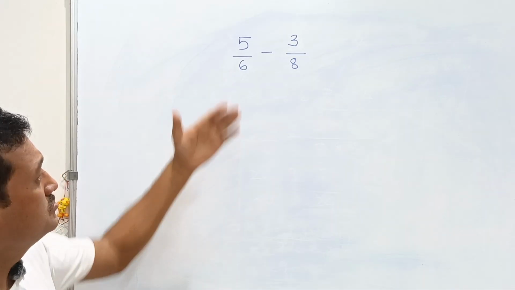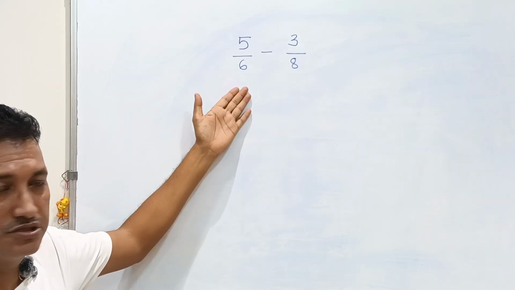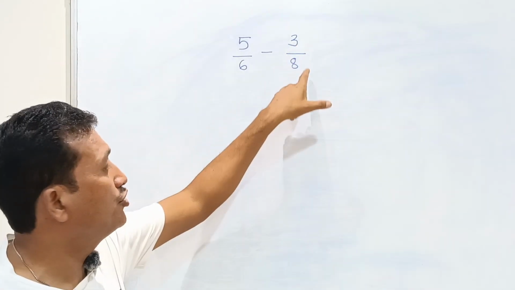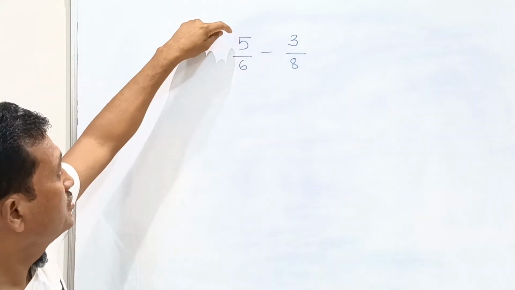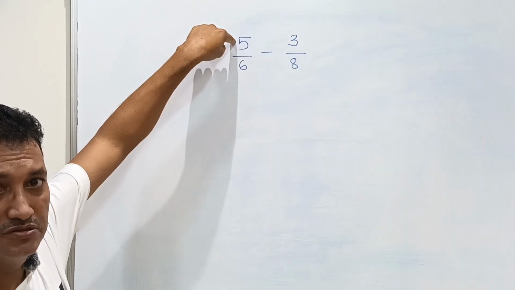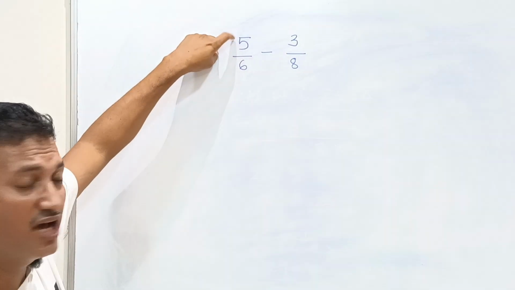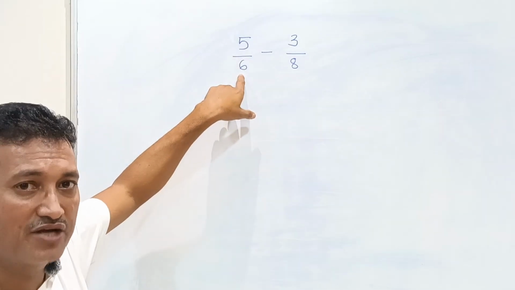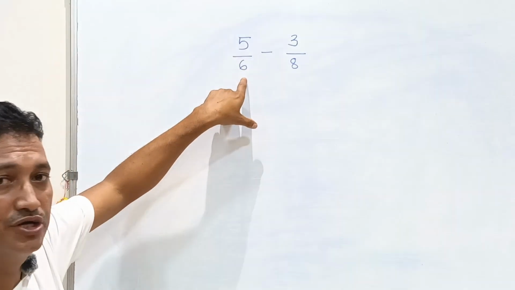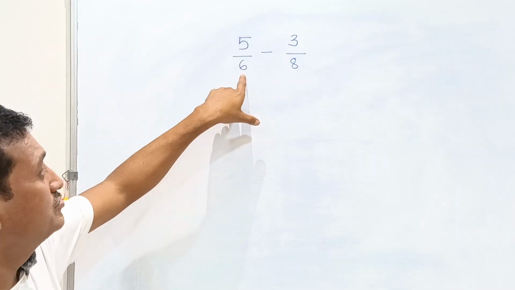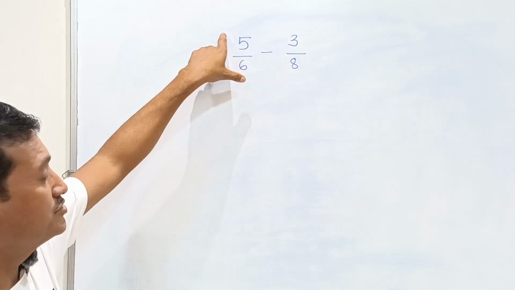Let's learn subtraction of two fractions. 5 upon 6 minus 3 upon 8. The uppermost number of the fraction is the numerator, so your 5 is the numerator of the fraction. And the lower number of the fraction is the denominator of the fraction. So your 6 is the denominator and 5 is the numerator.